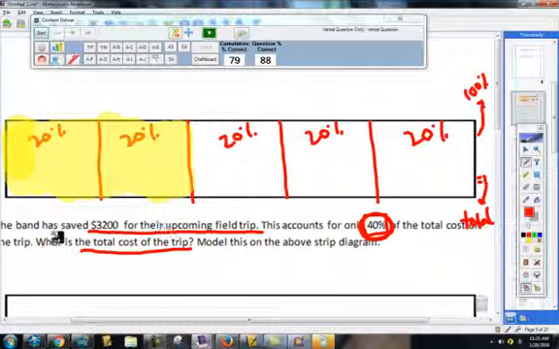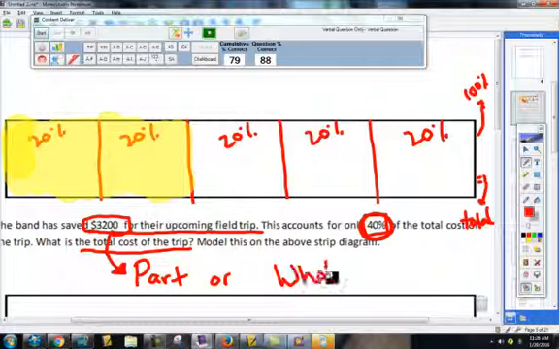All right? Now, the band has saved $3,200. What you really have to be able to identify is whether that $3,200 is representing a part of the strip, or is it representing the total or the whole? And this is what we've got to figure out. Now, one little trick you can always use to figure that out is to just read the question. If the question is asking for what is the total cost, can 3,200 be the total, guys?